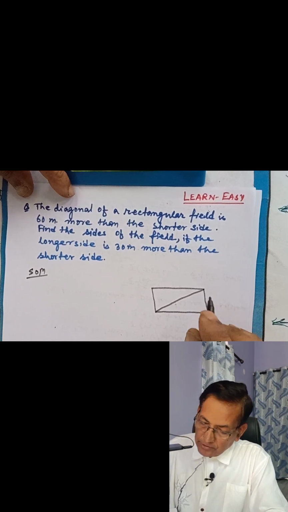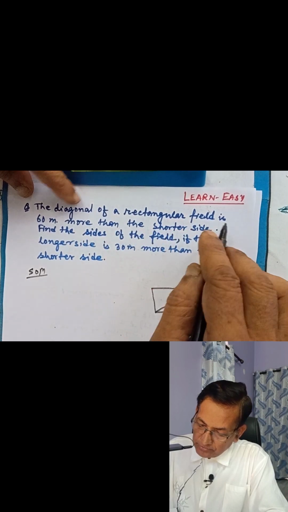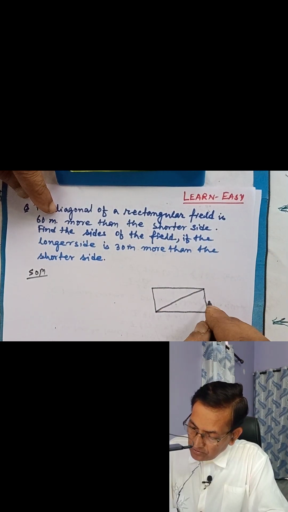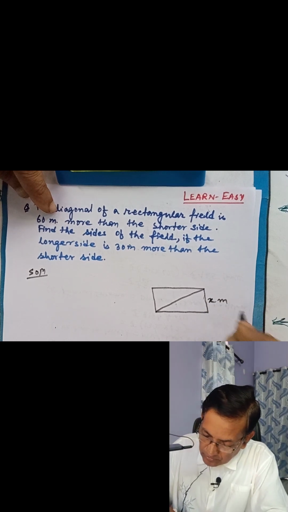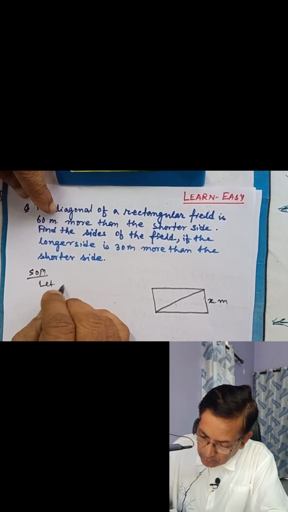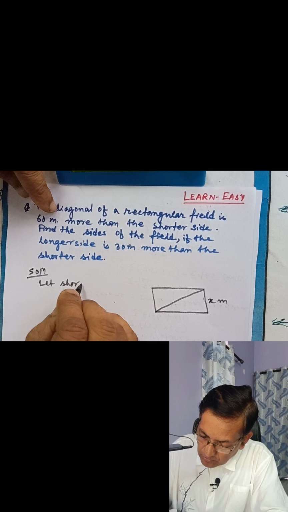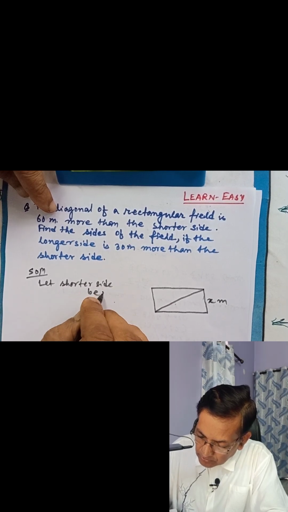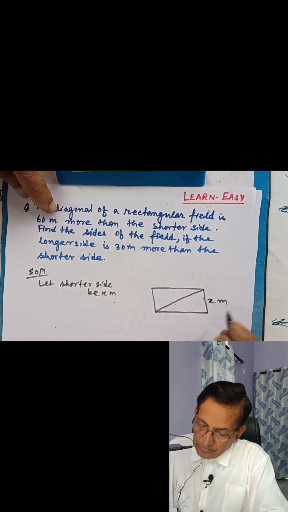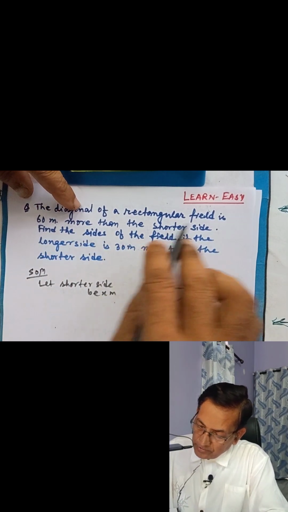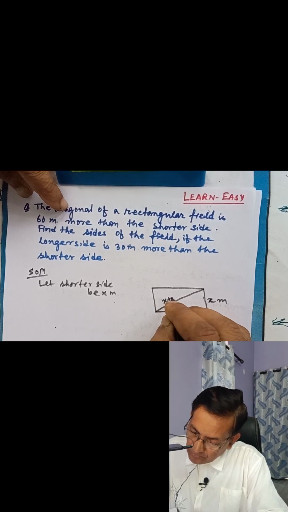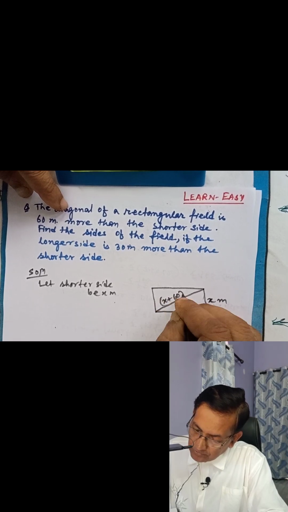This is the diagonal. The diagonal of a rectangular field is 60 meters more than the shorter side. This is the shorter side. Let the shorter side be x meters. Then the diagonal will be x plus 60 meters.